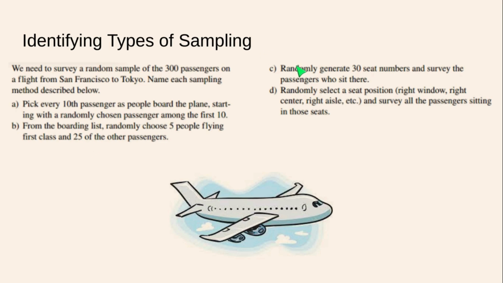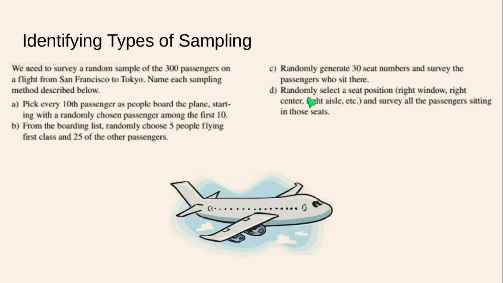Okay, let's look at letter C. Randomly generate 30 seat numbers and survey the passengers who sit there. Randomly generating 30 seat numbers, no other details other than that. That is a simple random sample. Every possible combination of 30 is equally likely, and everyone is equally likely to be chosen. That is a simple random sample.